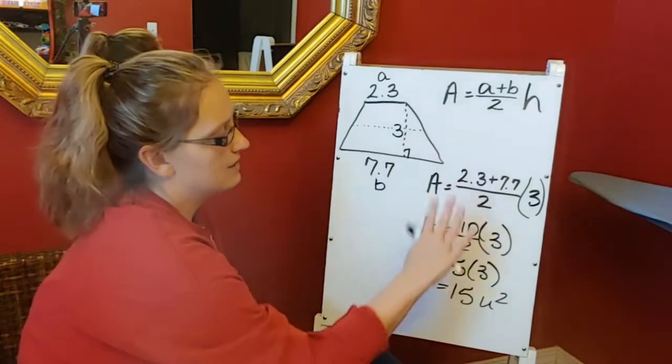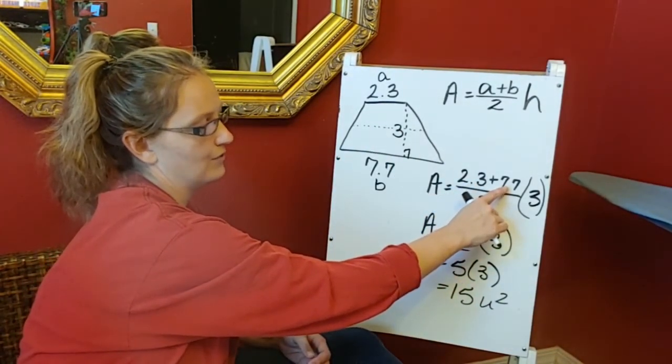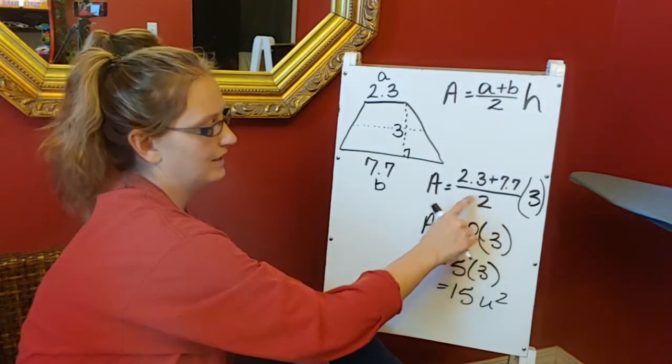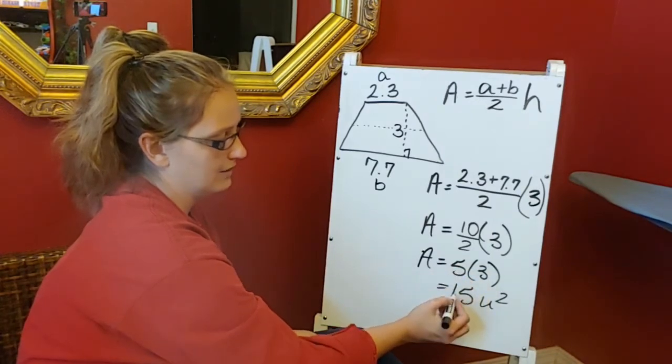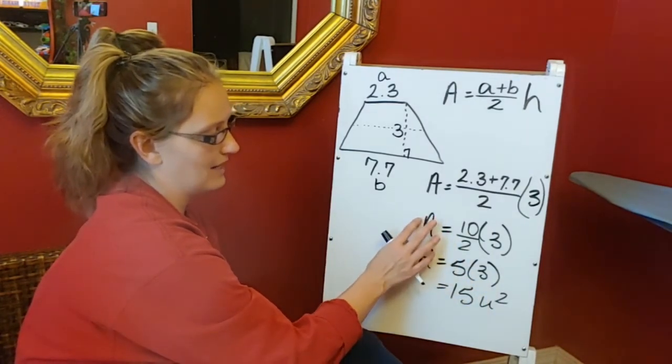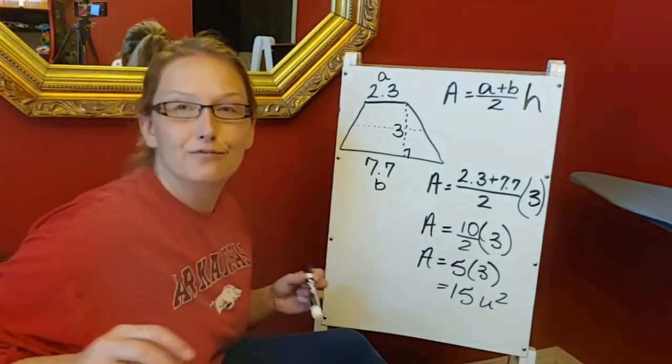Now if you wanted to do this all together, you could take 2.3 plus 7.7, know that it's 10, divided by 2, and that drops you down here to 5 times 3, and then do that. You don't have to do this step right here. I was just showing all of the steps. But that's how you find the area for a trapezoid.